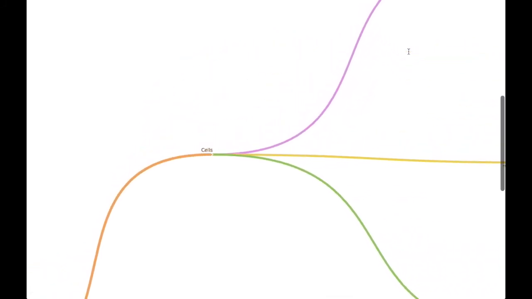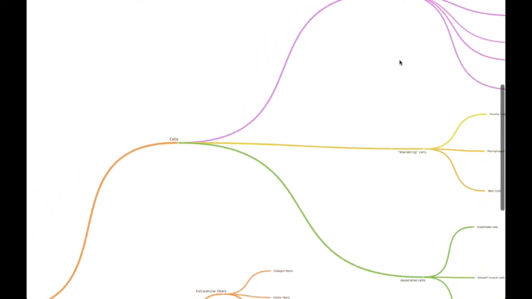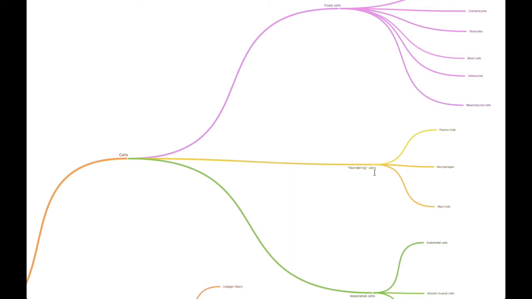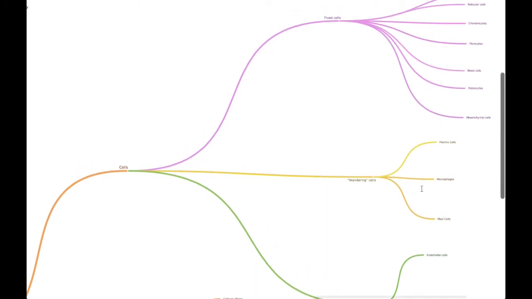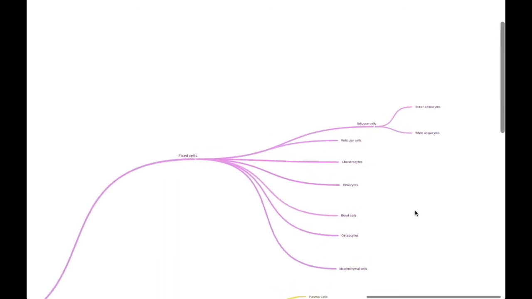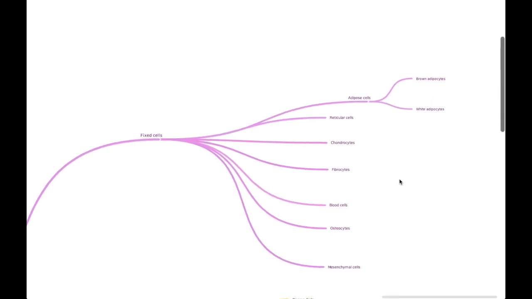Finally, we can discuss the different cell types we find in our connective tissue. Now, these cell types break down even into further groups. There's first fixed cells, wandering cells, and associated cells. Now, fixed cells are what we generally think of when we think of cells. So they're just sort of stationary cells found in our body. So there's adipose cells, reticular cells, chondrocytes, fibrocytes, blood cells, osteocytes, and mesenchymal cells. And adipose cells break down further into brown adipocytes and white adipocytes.